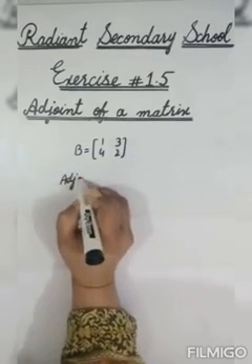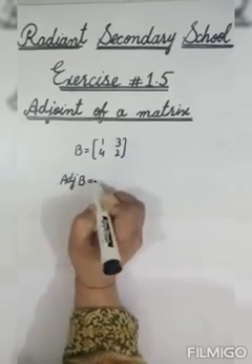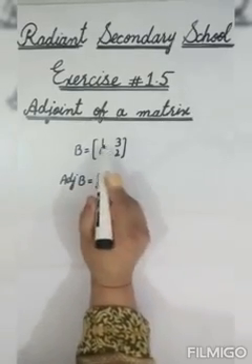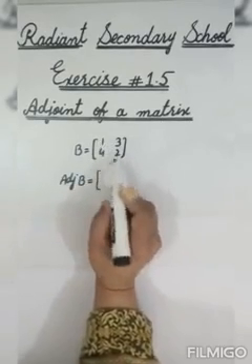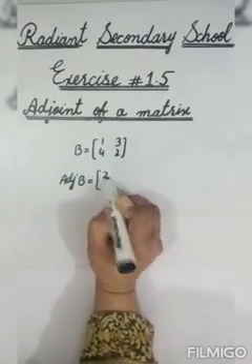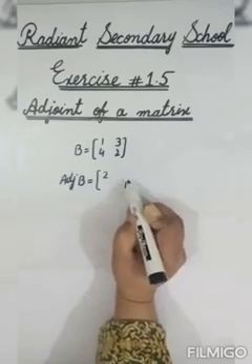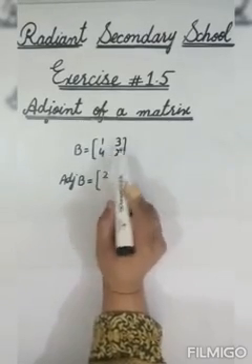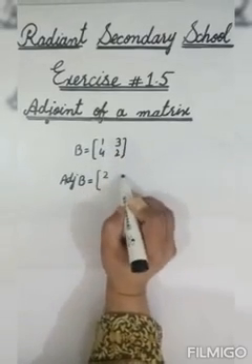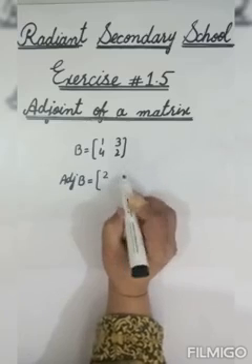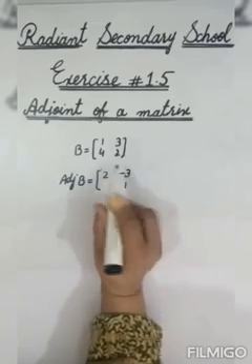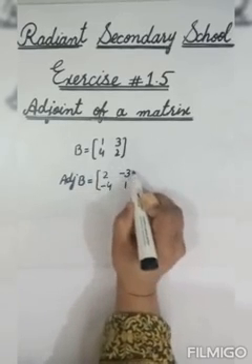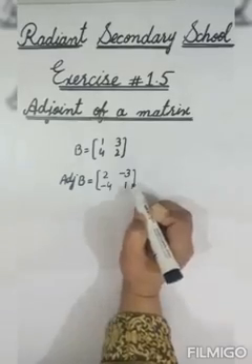It is represented by adj B, which is equal to, first of all we change the place of the diagonal entries. It goes to 2 1. Then we change the sign of the rest of the entries, which are 3 and 4. Plus 3 goes to minus 3, and plus 4 goes to minus 4. It is called the adjoint of B.